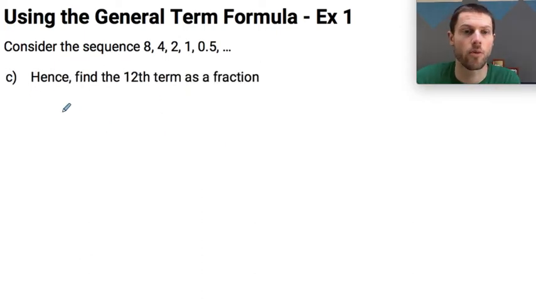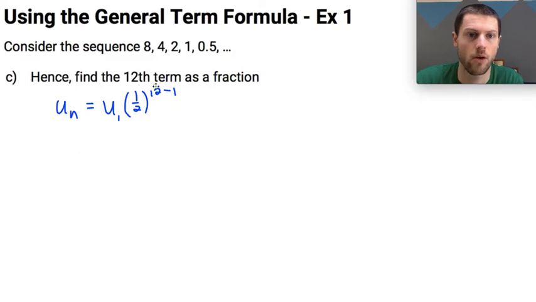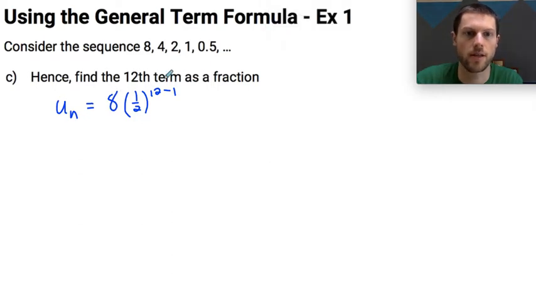Now let's use that formula, and we're going to find the 12th term as a fraction. So I'm going to rewrite that formula again. u sub n equals u sub 1 times 1/2 to the 12 minus 1 power. All right, so let's dive into this. Actually, let me get rid of that u sub 1. That should be an 8. So the first thing I do is I need to follow PEMDAS here, and I need to simplify this exponent, and I need to make this exponent 11.